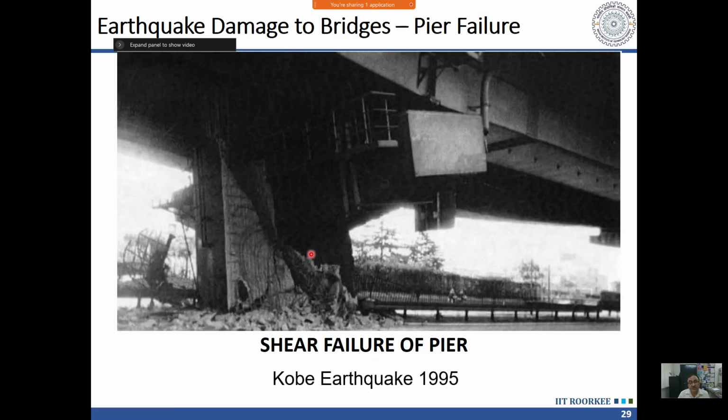Then shear failure of the pier itself. Just now we discussed that the pier can be made ductile only in flexure. It cannot be made ductile in shear. So if the shear reinforcement is not adequate, then the pier is going to fail in shear mode, and shear mode is brittle, so it will not be able to dissipate much energy. It will not be able to survive the earthquake. And this happened in the Kobe earthquake.